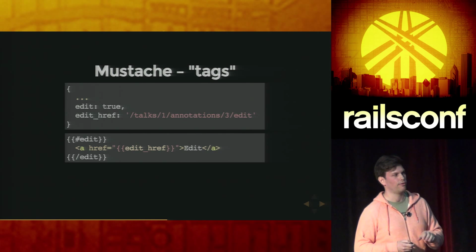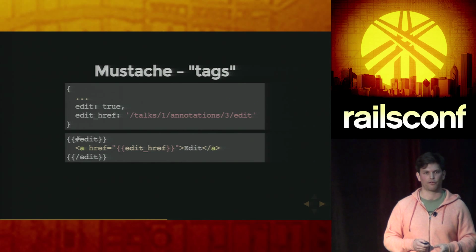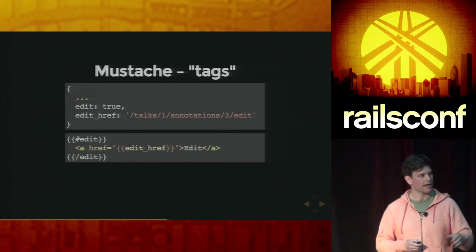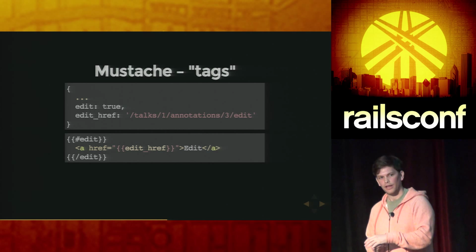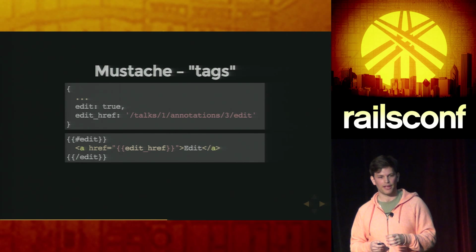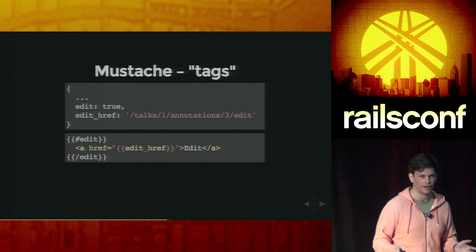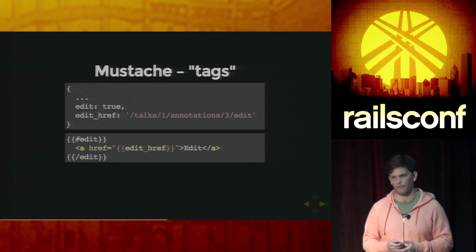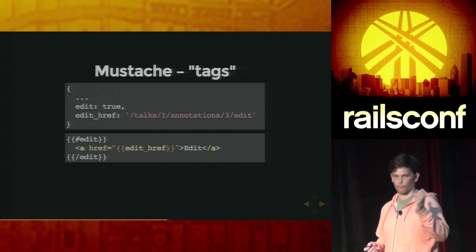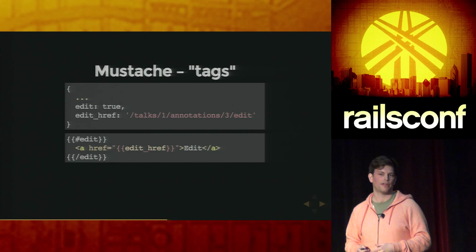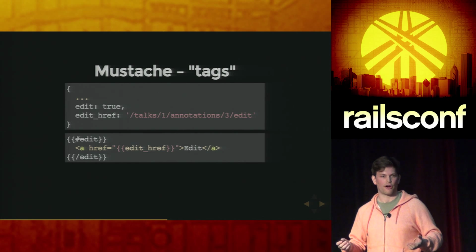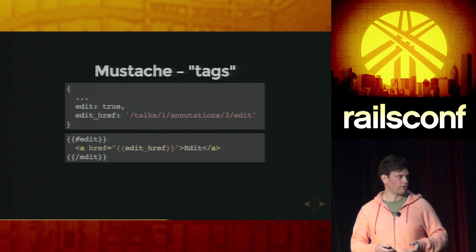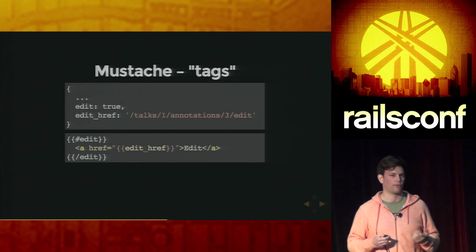If edit is a Boolean type thing, it's going to go into the block if edit is true. If edit is a list of something, it basically is your for loop, is the way to think about it. There's one more thing, which is that if edit is a hash, it will just run the inner section if the hash is there, otherwise it won't. So in this case, we're just saying we should show the edit link. That's what edit true means.